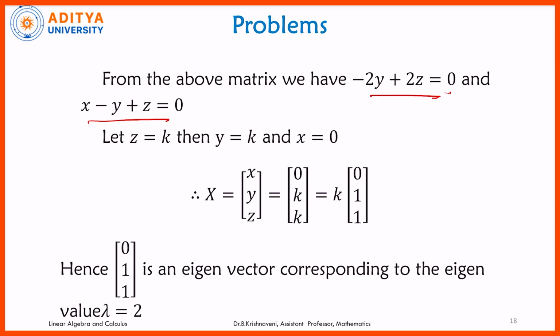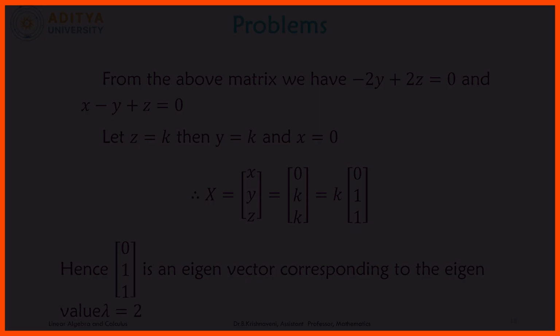Now, out of the 3 variables, if you fix 1 as an arbitrary constant, then you can find the remaining values. Let's take z equal to k. Using this equation, we got y equal to k. Now, using x minus y plus k, we got x equal to 0. Therefore, the eigenvector corresponding to the first eigenvalue, lambda equal to 2, is given by x, y, z equal to 0, k, k, that is k times 0, 1, 1. So the eigenvector 0, 1, 1 corresponds to the eigenvalue lambda equal to 2.